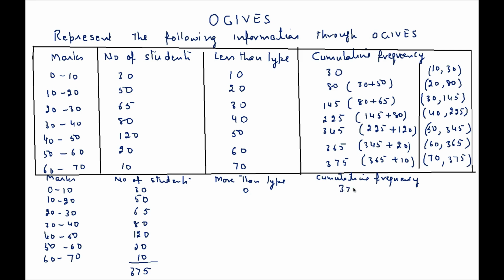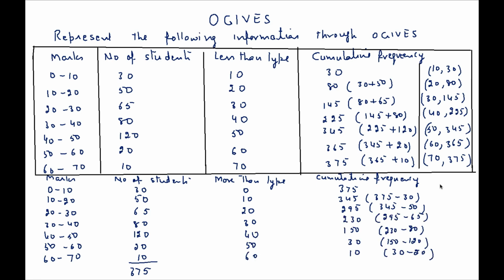Number of students who got more than 0, cumulative frequency is equal to 375. Now 375 is equal to the total number of students. Number of students getting more than 10, cumulative frequency is 345. How did we calculate this? 375 minus 30 gives 345. More than 20, cumulative frequency is 295, that is 345 minus 50. More than 30, cumulative frequency is 230, 295 minus 65, and so forth.